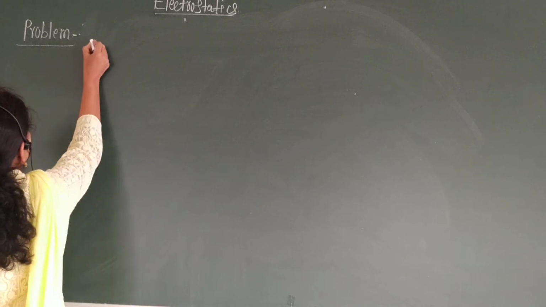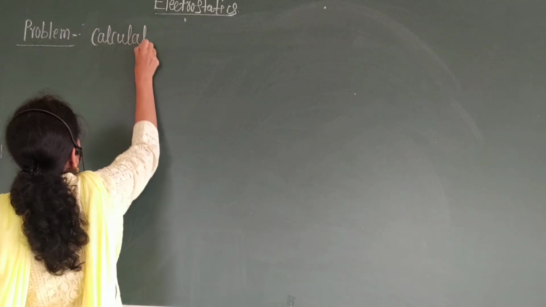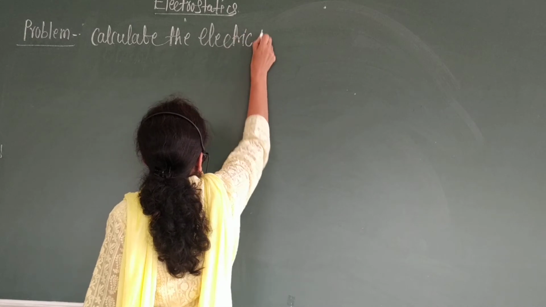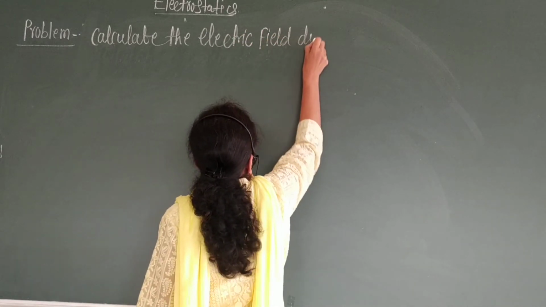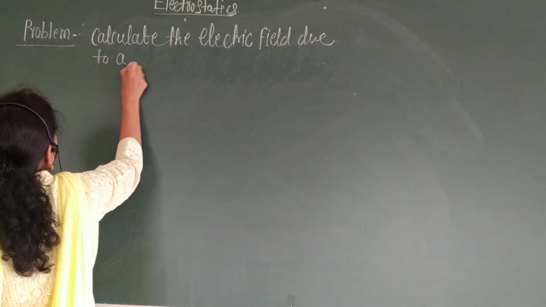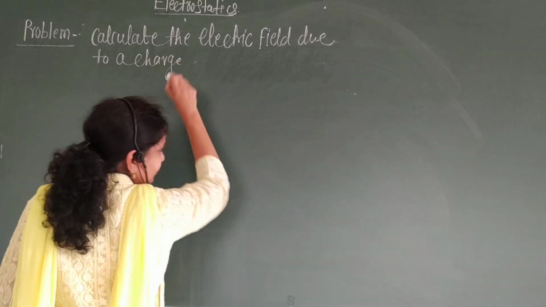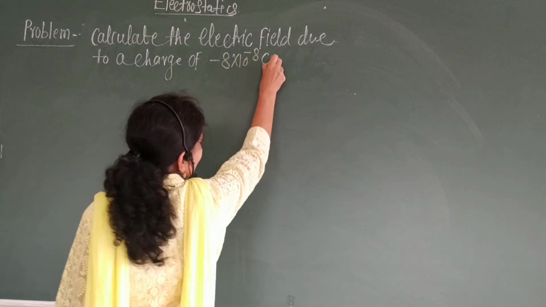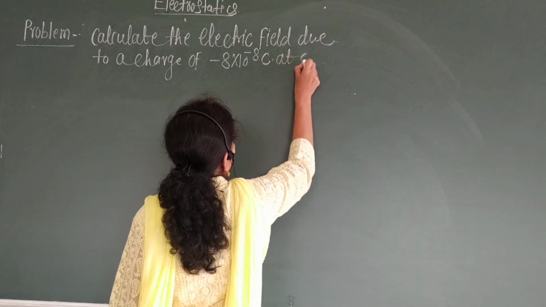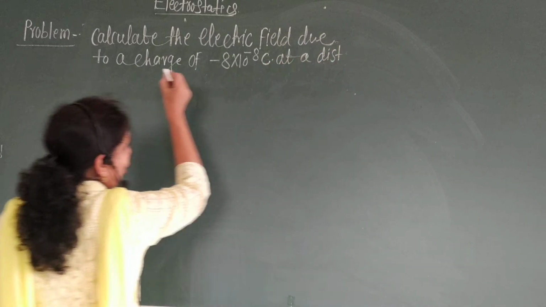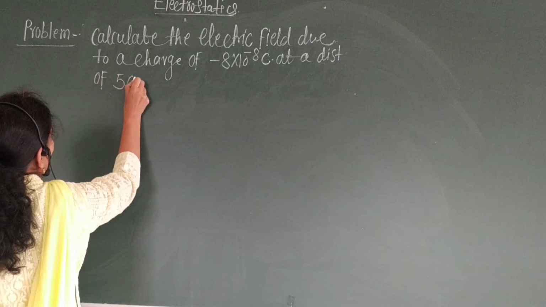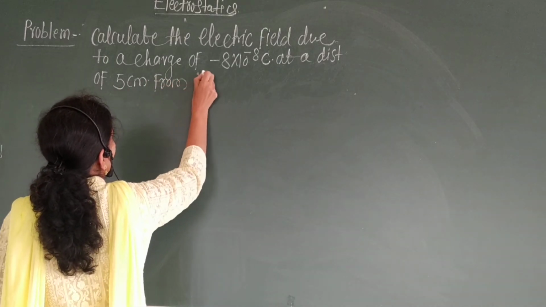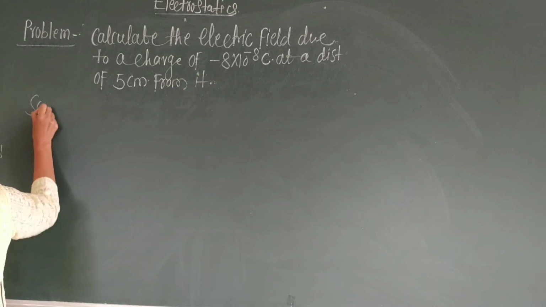Calculate the electric field due to a charge of -8 into 10 raised to -8 coulomb at a distance of 5 centimeter from it. Now solution.